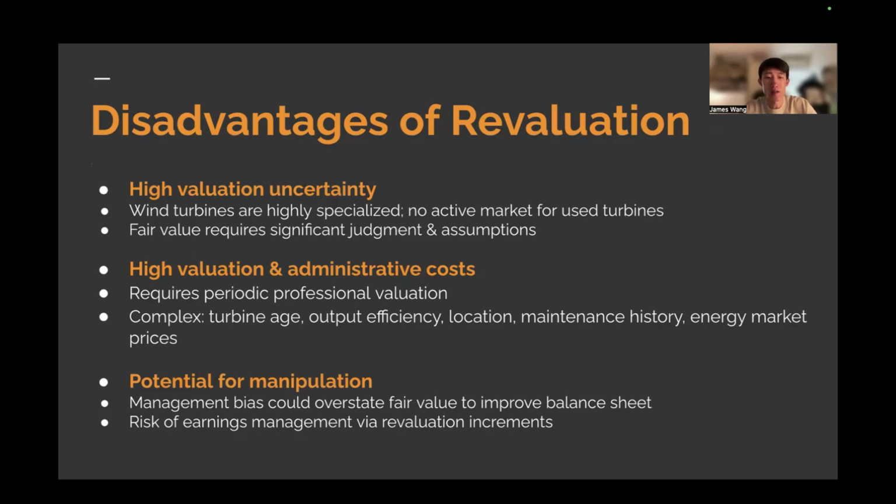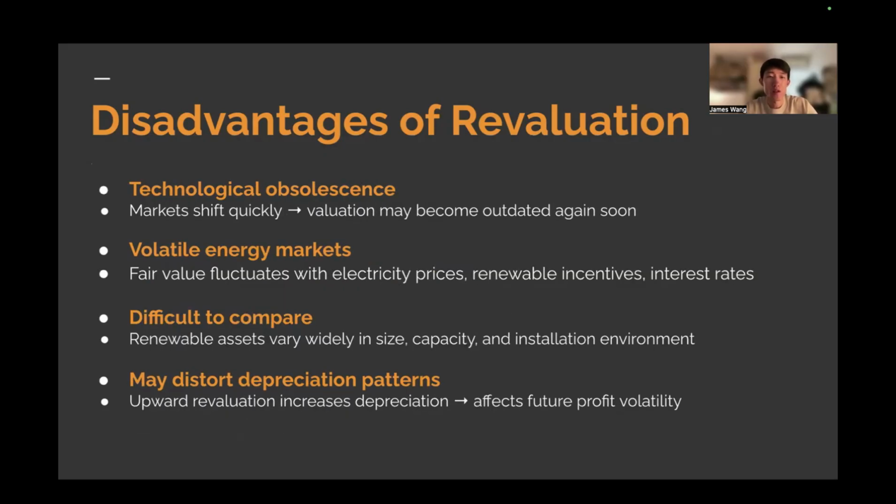Lastly, it might lead to potential manipulation, because this depends on the expertise, and management may have a bias to give a higher value in the revaluation to strengthen its balance sheet. And there are some minor disadvantages, including technology issues or the volatility of the market, the difficulty of comparing between different turbine products, or depreciation patterns getting affected when we change the value of the turbine quite frequently.